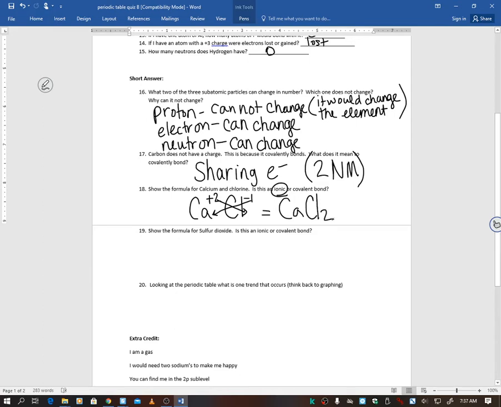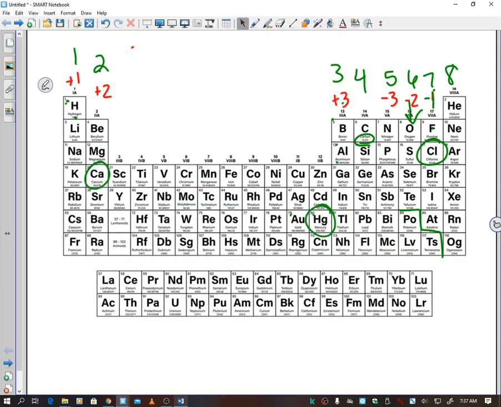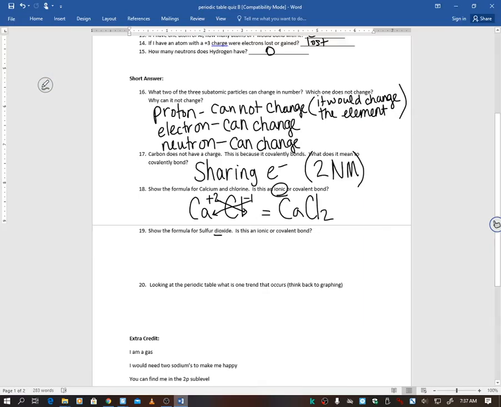All right, 19, show the formula for sulfur dioxide. Is it ionic or covalent? Well, one thing that gives it away is if I see a prefix right away, it is covalent. But you could go back here and you can see that sulfur and oxygen are 2 nonmetals, which make it a covalent bond. Covalent. Now here I have sulfur and I have 2 oxygen. That's what that dioxide is telling me.